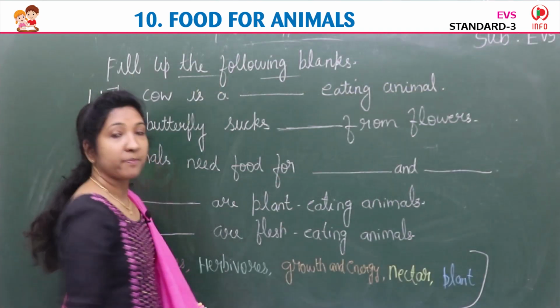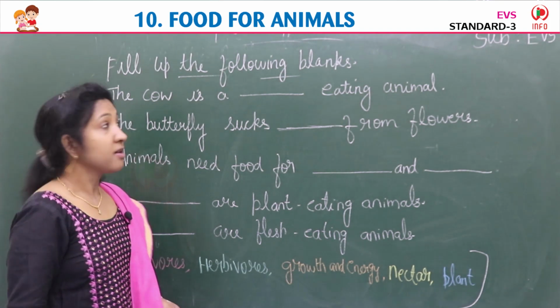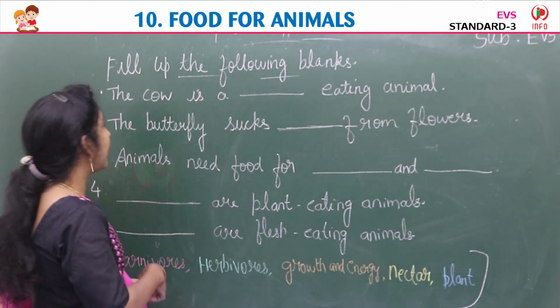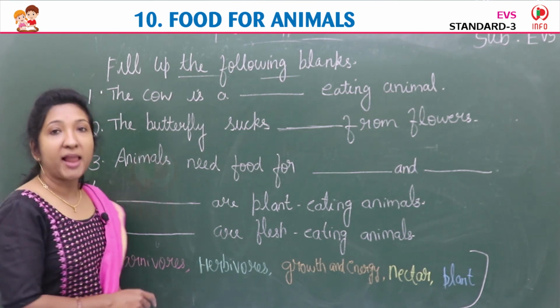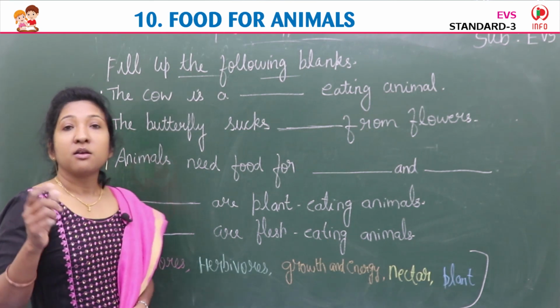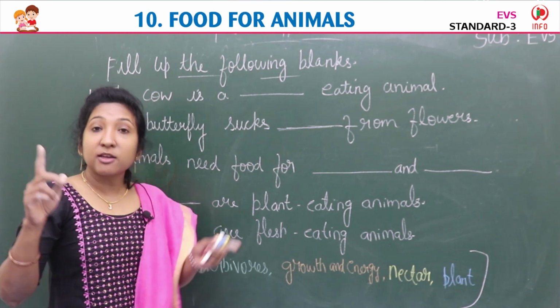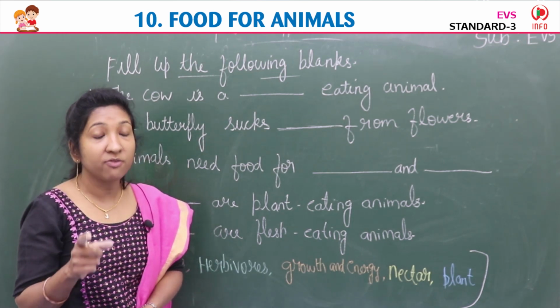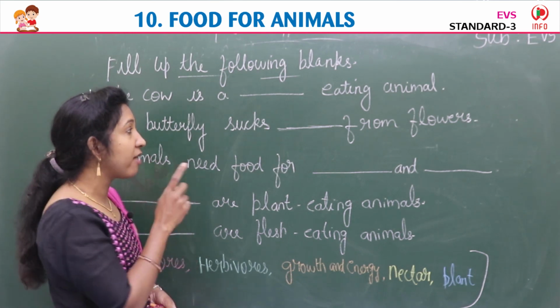Okay, children? Yes, children. So coming to our next exercise, fill up the following blanks. In your textbook, there is a clue kit given. From that clue kit, you have to see which is the correct answer, and you have to write it here.